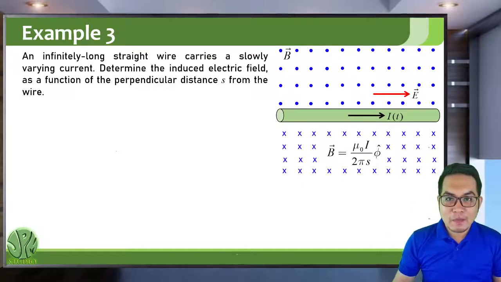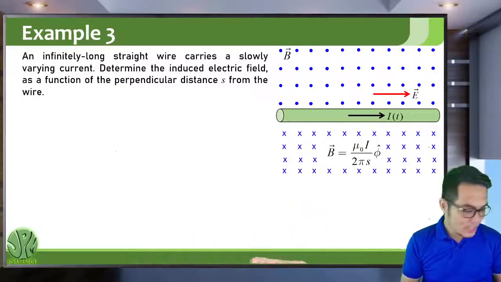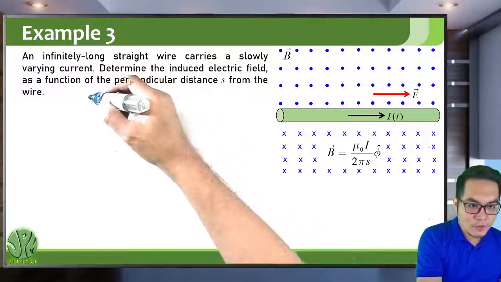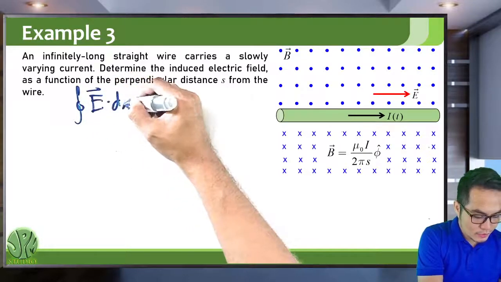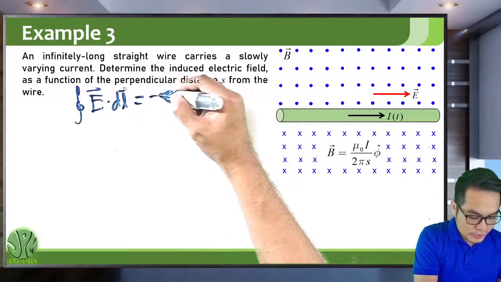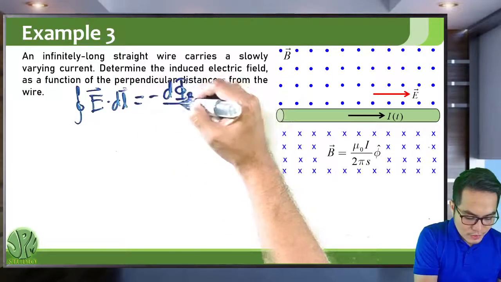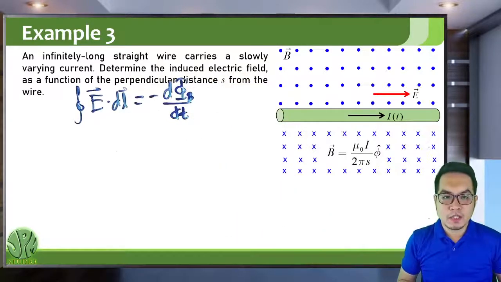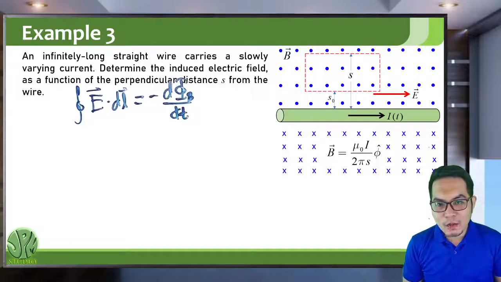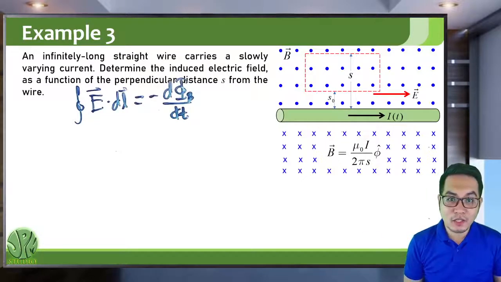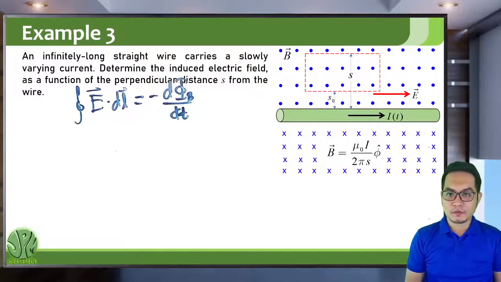So we make an Amperian loop, because in our formula of E dot dl, dl is an Amperian loop. From Faraday's law, we have the closed integral of E dot dl equal to the negative change in flux with respect to time. So dl here is this one. The Amperian loop always encloses the magnetic field lines in this case.